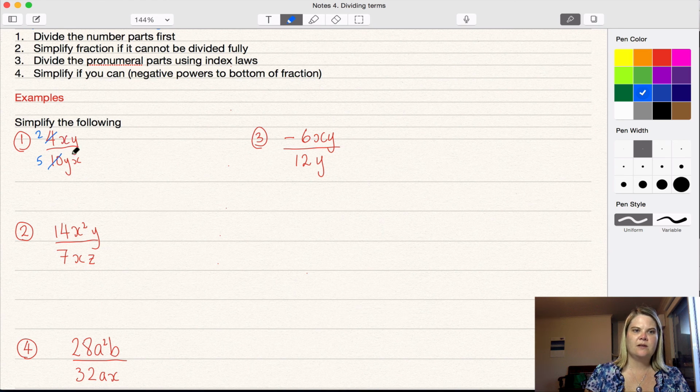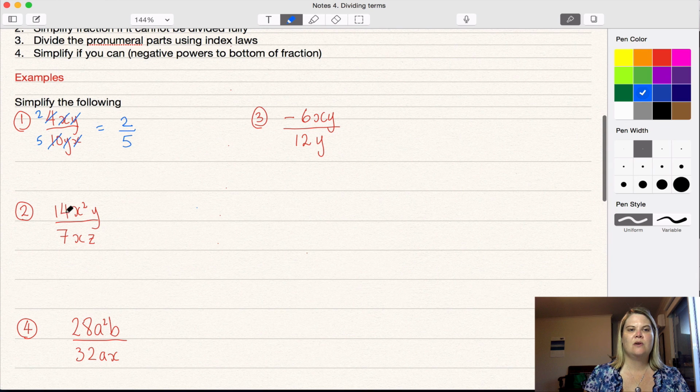We've got an x on the top and an x on the bottom, so they can cancel. Y on the top and the y on the bottom, so that cancels. So we are left with 2/5. That's all that's left. Can't simplify that any further because it's a fraction.